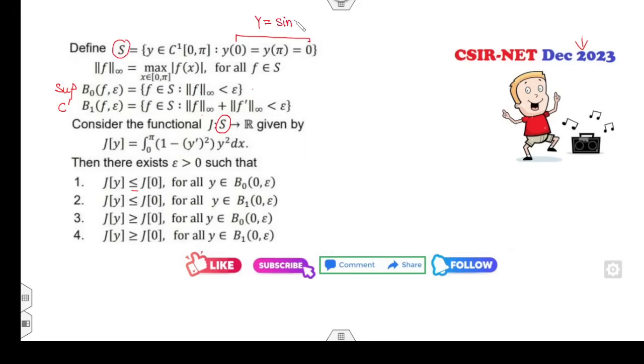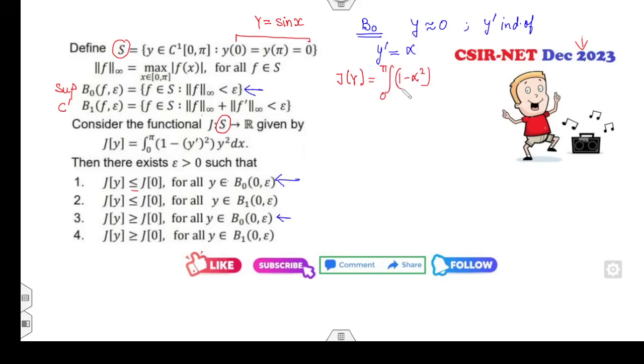y is equal to sine x. Fine. And if I first talk about b0, on the b0 the value of f is almost 0. Fine. And here y is being discussed. That means the value of y will be 0. What about y dash? b0 is independent of y dash, so that means alpha can be any number. So what is the value of J of y? It is from 0 to pi, 1 minus alpha square. Fine. And the value of y is my sine x, so sine square x.